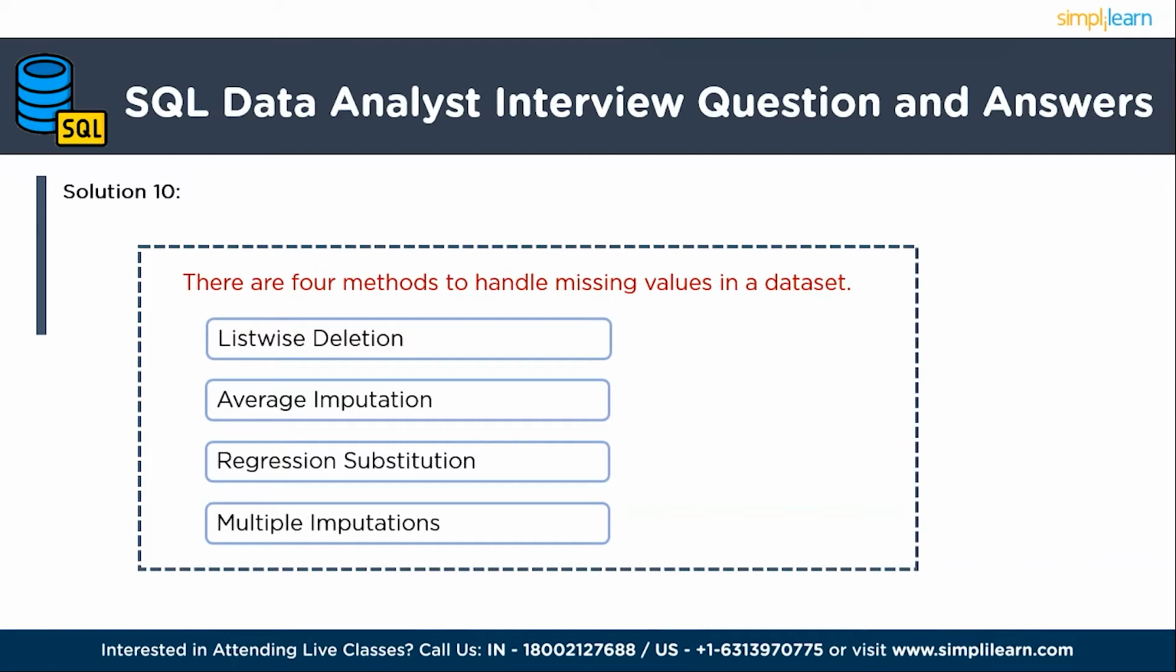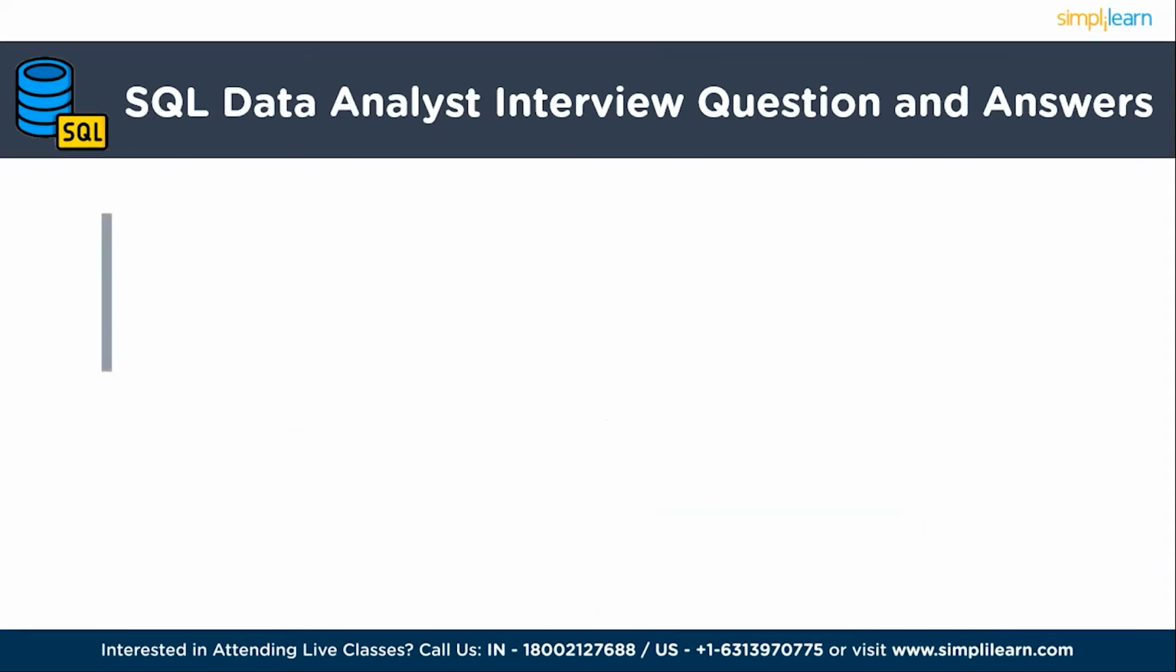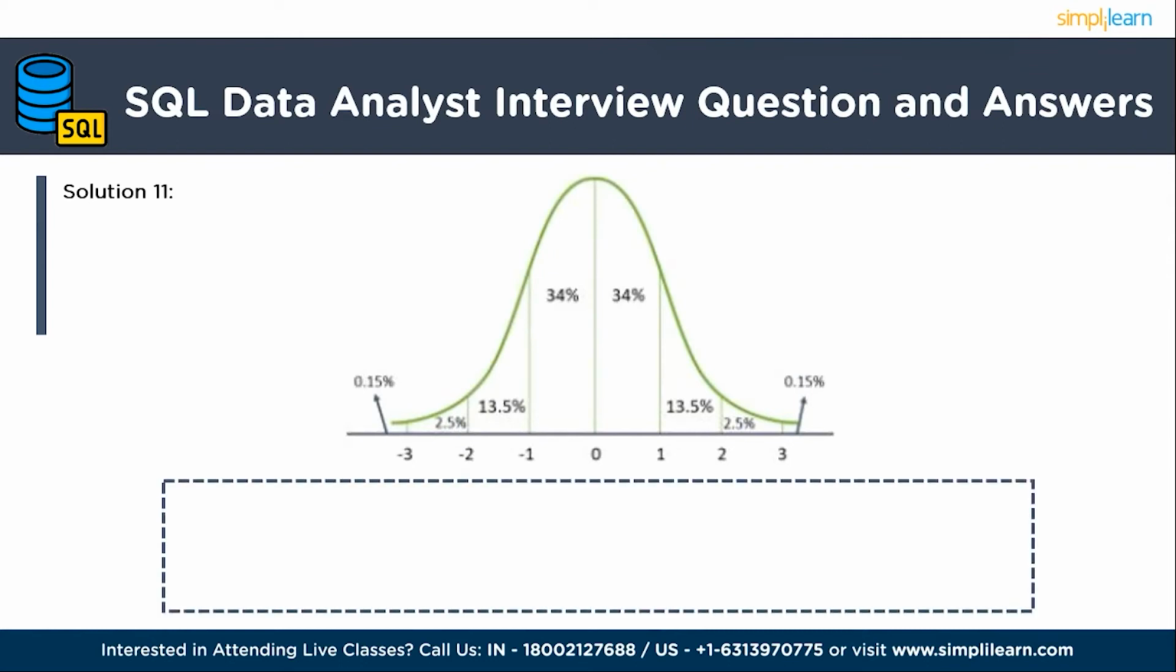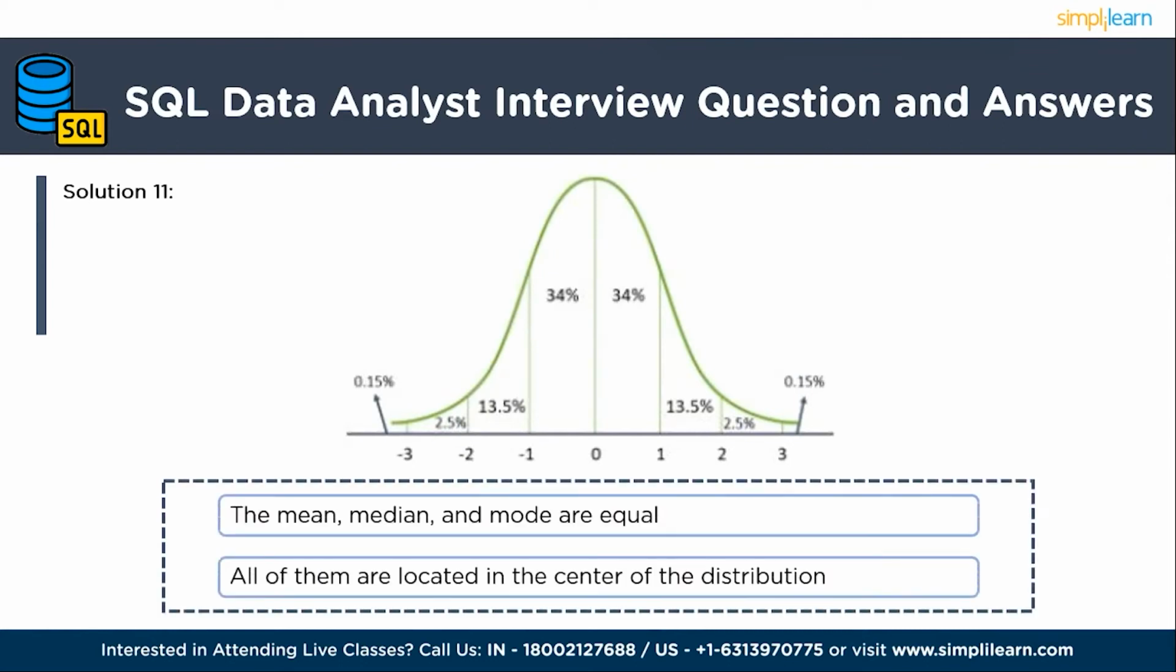So these are the 4 methods to handle missing values in a dataset. Now moving on to the next question, that is explain the term normal distribution. Normal distribution refers to a continuous probability distribution that is symmetric about the mean. In a graph, normal distribution will appear as a bell curve.